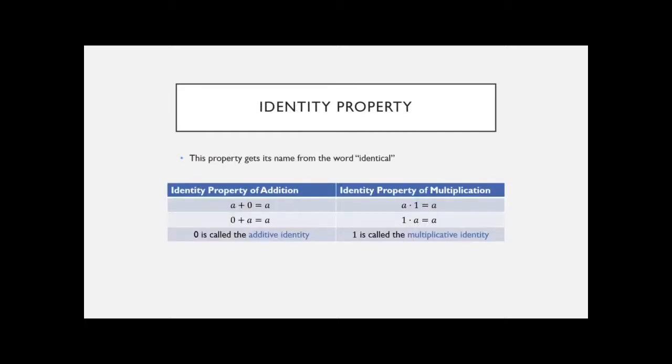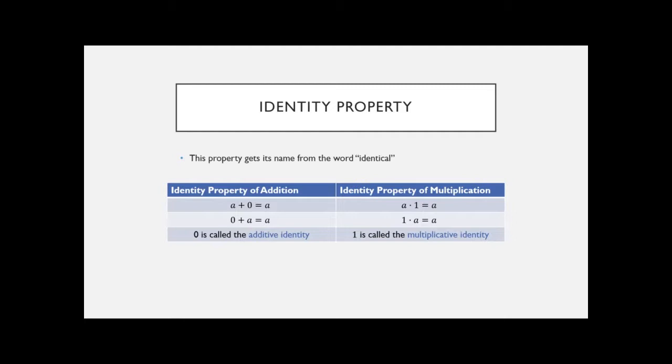So we'll start with the identity property. It gets its name basically because it keeps things identical to what they were. It's not changing things. So the identity property of addition relates to 0. If you add 0 to a number, it doesn't change the value. It's identical to what it was before we added 0. That's the identity property of addition, and we call 0 the additive identity. It's the thing that you add that doesn't change your value.